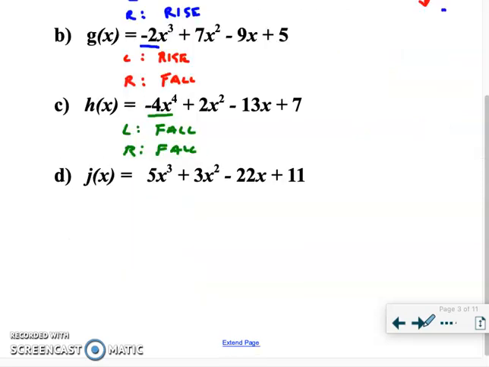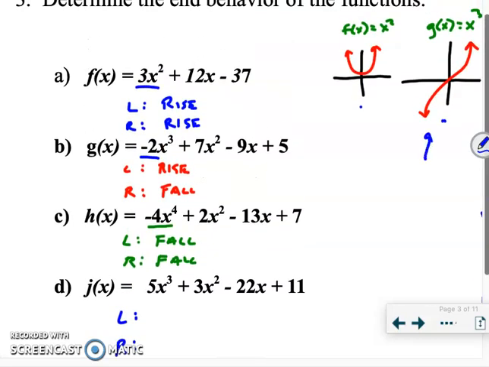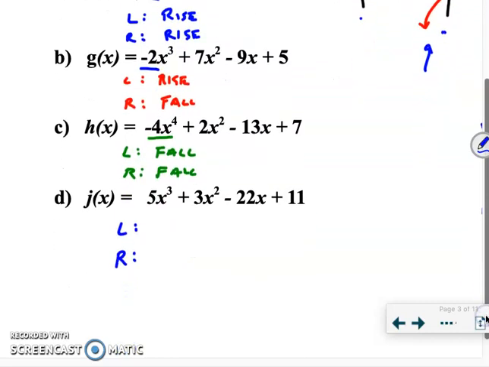Lastly, we have a lead coefficient that is positive along with a degree that is odd. Anytime we have an odd degree, we're going to be going in opposite directions. This time, since we have a positive lead coefficient, then we will look the exact same as our parent cubic function. So on the left end, we are falling. On the right end, we are rising. So it falls to the left, rises or increases, it goes up on the right.